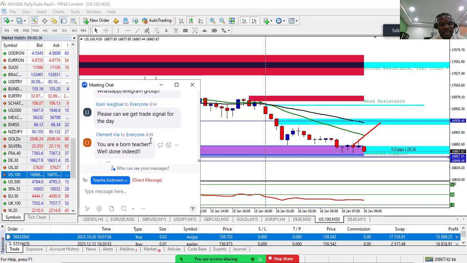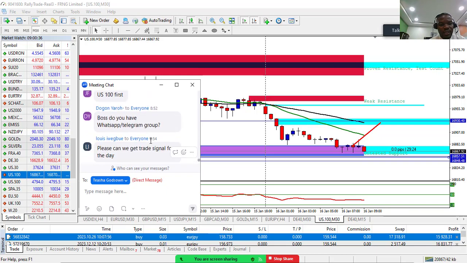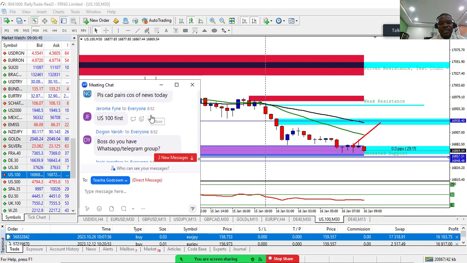Please, can we get the signal for it? Of course, your account officer will send you the signal, plus what I'm giving you right here. Do you have a WhatsApp or a Telegram? Of course, we have a Telegram group. Then we also have a WhatsApp channel. So you can get all of those from your account officers.